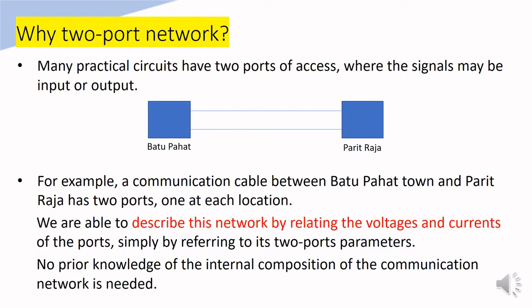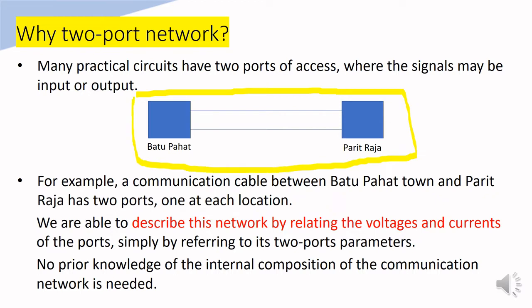The two-port networks exist in many applications, such as in the communication field. For example, a communication system between Batu Pahat town and Parit Raja. It has 2 ports, one at each location. Even though we do not have prior knowledge of the internal circuitry of this system, we are still able to describe and analyze it based on the voltages and currents of the ports, thanks to the two-port parameters that represent the network. That is one of the benefits of using two-port network.